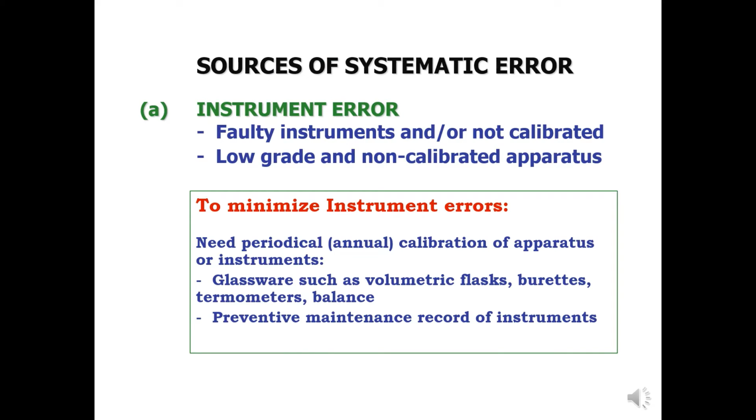Okay, let's discuss further the systematic error. First, instrument error. Probably some of your instruments are old and there may be some fault in them, or you are not calibrating them correctly, or you do not have yearly preventive maintenance. In my case, for example, for the glass apparatus, we did not use Pyrex, we used a low grade, and then we realized that the volume was not accurate. And all the other apparatus, the thermometer, the balance, we did not calibrate. These are examples of what we call instrument error: not properly calibrated, or using low grade apparatus.